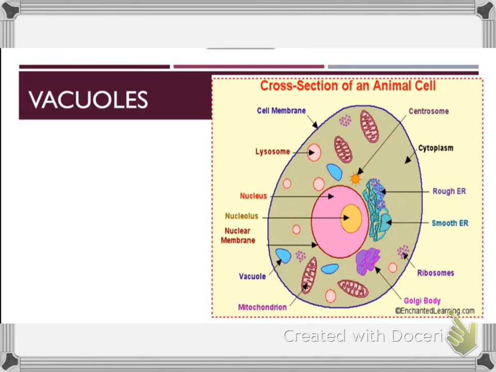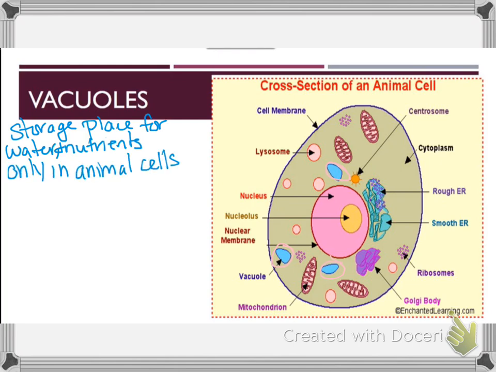Our next term is vacuoles. Vacuoles are also only found in animal cells. They are a storage place for water and nutrients. They're blue here because they contain water. Remember, only found in animal cells.